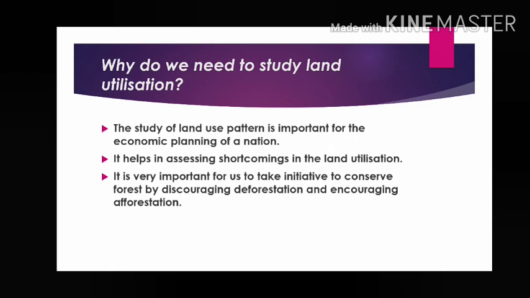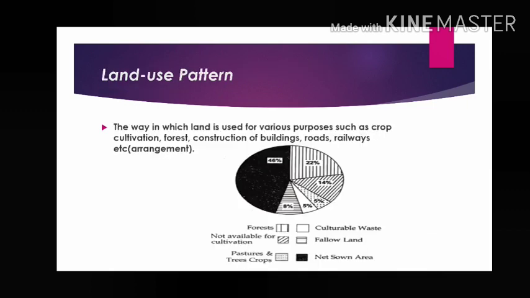So first thing, the study of land use pattern is important for the economic planning of a nation. That means, I can take a look at this pie chart. So 46% area of India is coming under net sown area, that means agriculture. So if you see this land utilization pie chart, and you are a planner developing different types of plans for India, what will be your main objective?